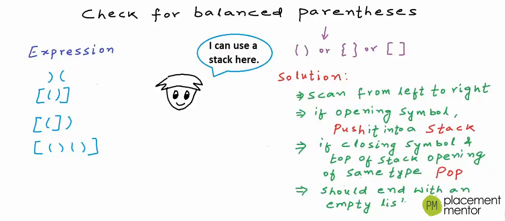So what we can do is whenever we get an opening symbol while scanning the list, we can push it onto the stack, and when we get a closing symbol we can check whether the opening symbol at the top of the stack is of the same type as the closing symbol. If it's of the same type, we can pop it. If it's not of the same type, we can simply say that parentheses are not balanced.